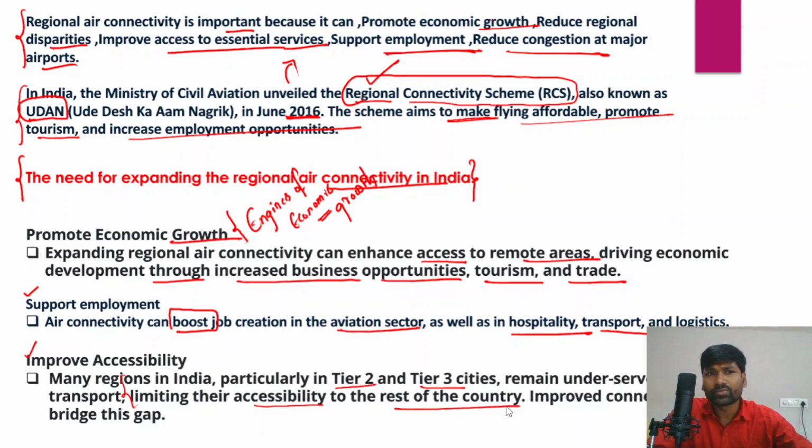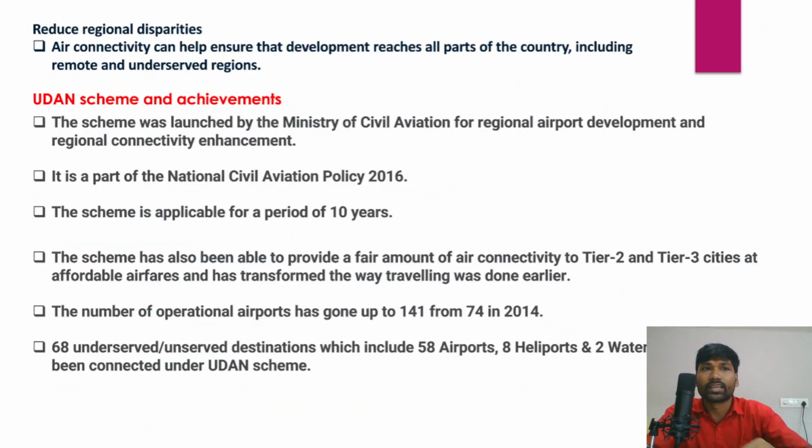As of now, most of the tier 2 and tier 3 cities are not well connected. But through regional air connectivity schemes such as UDAN, it would substantially improve connectivity to tier 2 and tier 3 cities. They remain underserved by air transport, limiting their accessibility to the rest of the country, and improving connectivity can bridge this gap. In fact, it also reduces regional disparities.